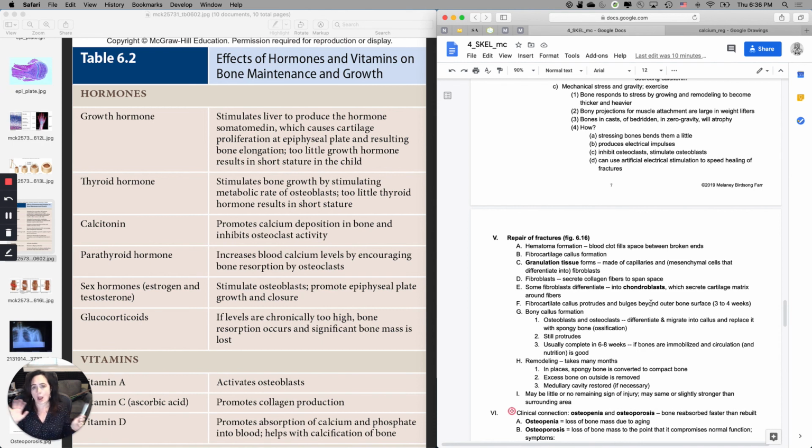So why does this work? Basically, the site at which you pull on your bone when you're mechanically stressing it bends the bone a little at that point. It produces an electrical impulse which inhibits osteoclasts and stimulates osteoblasts at that point. And so it helps to grow the bone at that point. That's one of the reasons that you can use artificial stimulation to speed the healing of fractures. And fractures is what we're going to talk about next.